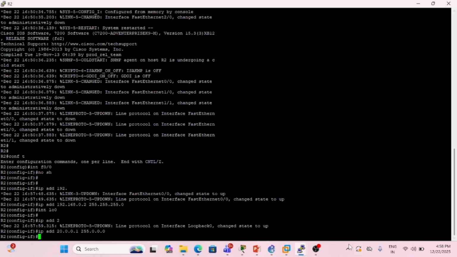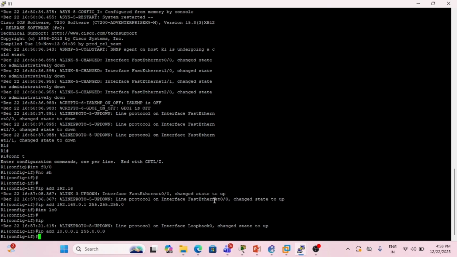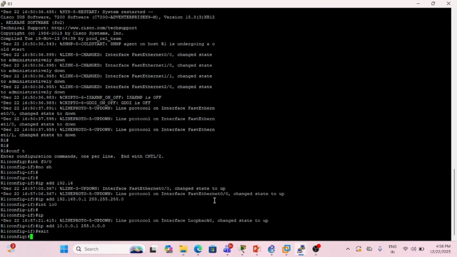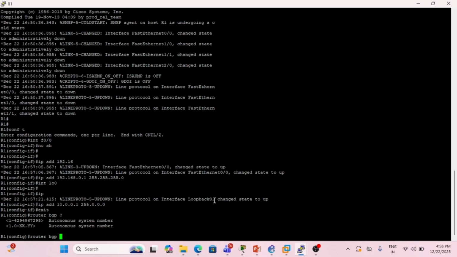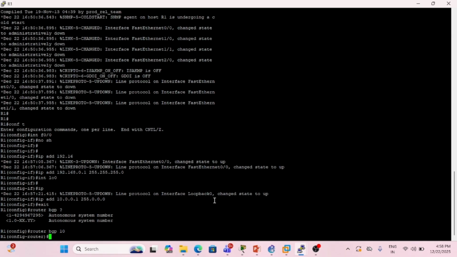So now, when configuring the IP address is complete, just go back to the config mode, and now you can configure the BGP, but you have to configure a BGP router ID. That is very important. Router BGP, and this is the autonomous system number, let's say 10, and this is the internal BGP or IBGP that I'm configuring first. Later on, I will configure EBGP also.